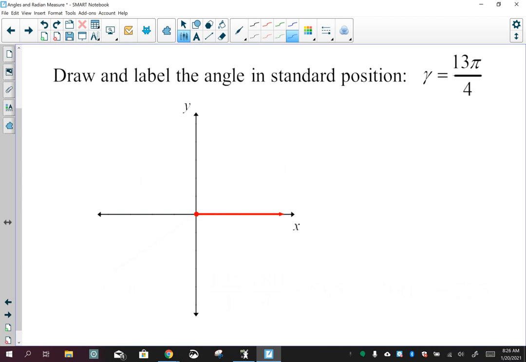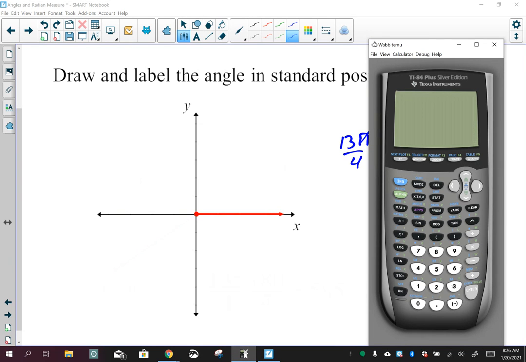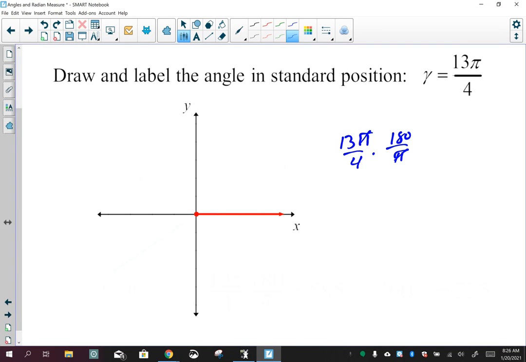All right. So 13 pi over 4 times 180 over pi. Again, those will go away. So, looking at this, we're going to go 13 times 180, and take that answer and divide by 4, and that gives me 585. So it's 585 degrees. But wait, we only have 360.